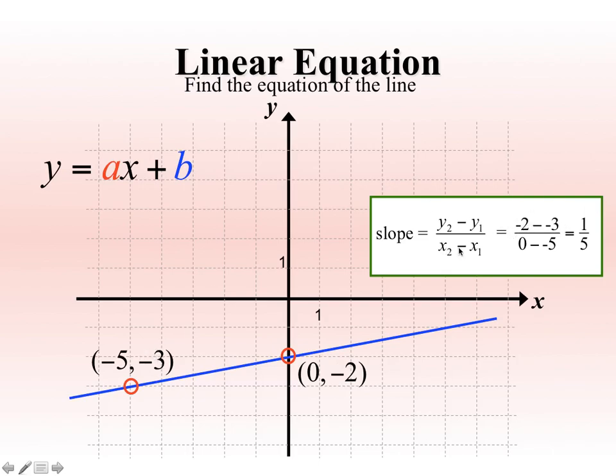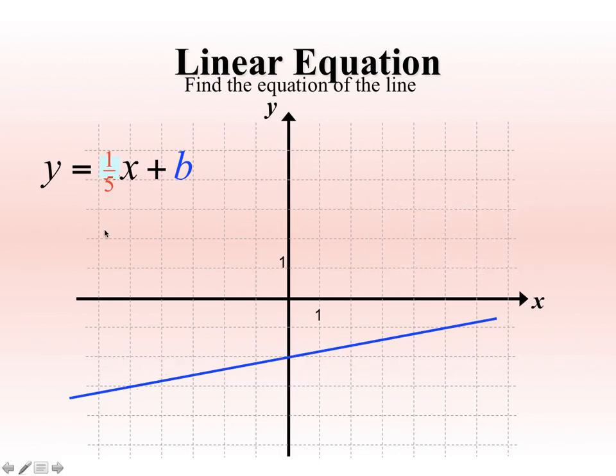And then divided by x2 minus x1, which is 0 minus minus 5. Minus 2 minus minus 3 gives me positive 1. 0 minus minus 5 gives me positive 5. And 1 over 5 is my slope. Put that right in there. I have 1 over 5 as my slope.